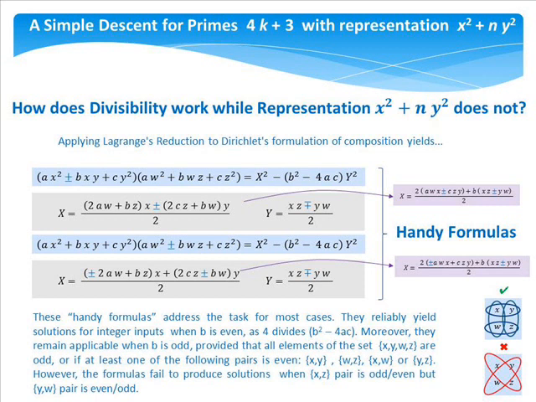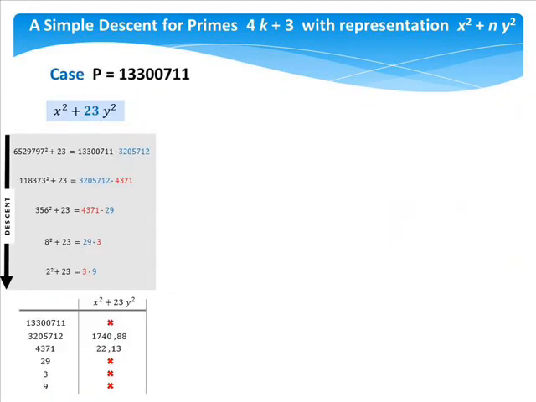However, the formulas fail to produce solutions when the x and z pair is odd but the y and w pair is even, or when the x and z pair is even but the y and w pair is odd. Let's examine a few cases to illustrate the concept.